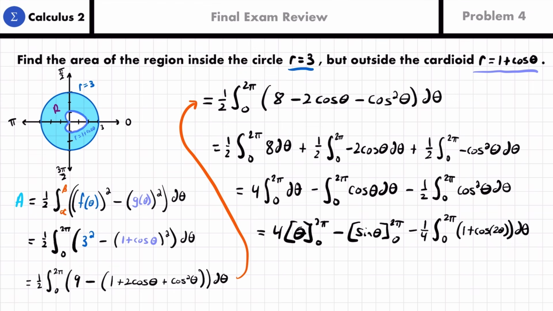Okay, so moving on to our next step, let's start over here. This will be equal to 4 times theta evaluated at 2 pi minus the evaluation at 0. So we're just replacing theta with 2 pi and then subtracting, replacing it with 0. So you have 2 pi minus 0, which is 2 pi, times 4, which just gives you 8 pi. So I'll write in 8 pi.